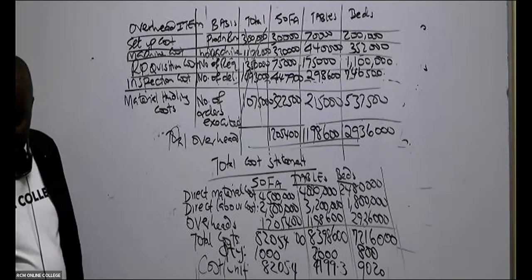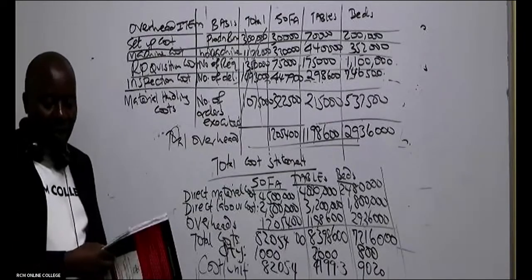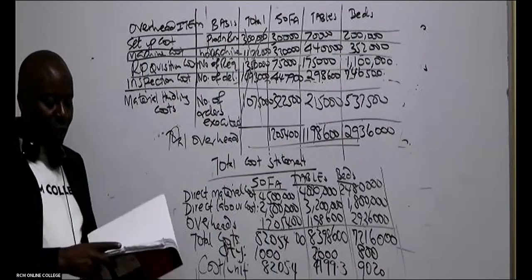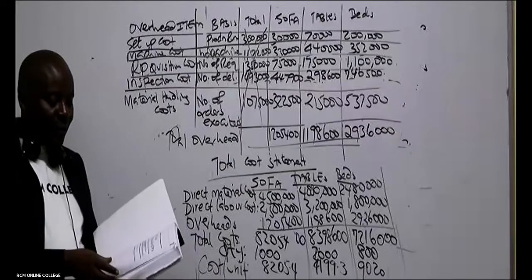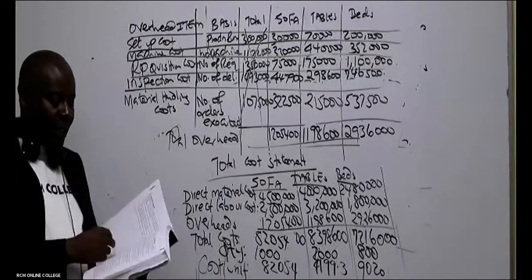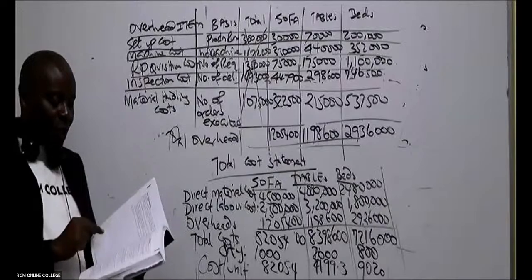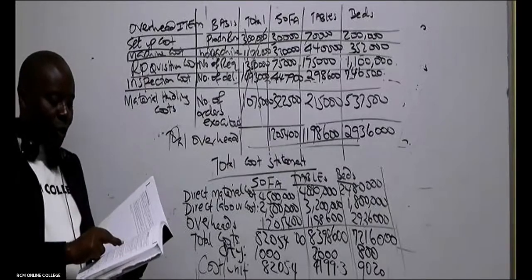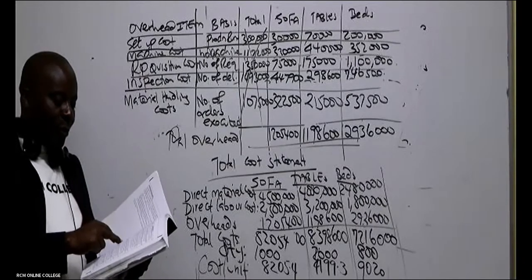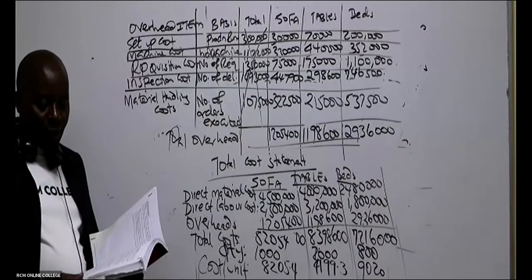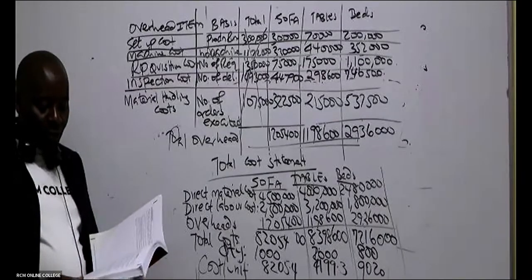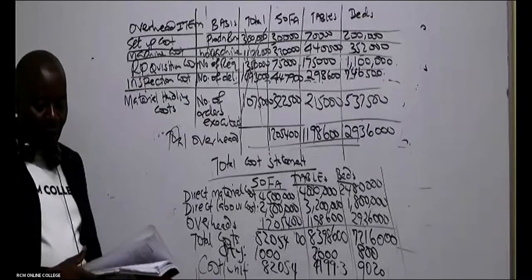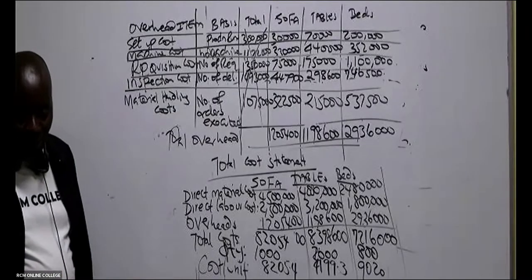I'm following the syllabus given by CASNEB. If you look at the syllabus given by CASNEB, we finish activity-based costing, we go to product costing, then we do marginal and absorption.